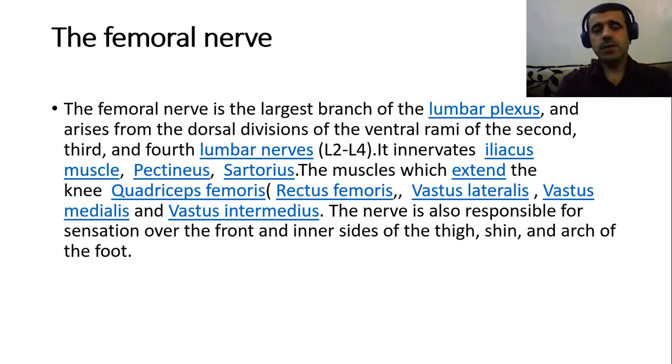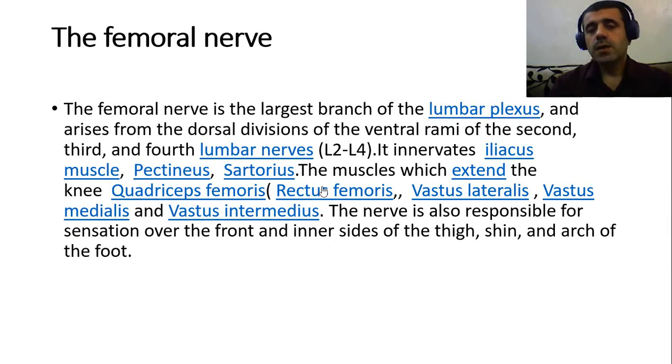The femoral nerve arises from the dorsal divisions of the ventral rami of the second, third, and fourth lumbar nerves. So it is composed of L2, L3, L4, and these are the dorsal divisions. Dorsal divisions means the posterior divisions of these nerve roots. It innervates these muscles: the iliacus muscle, pectineus muscle, sartorius muscle. So the motor branches go to these muscles: iliacus, pectineus, sartorius.